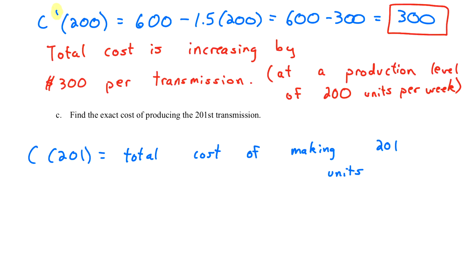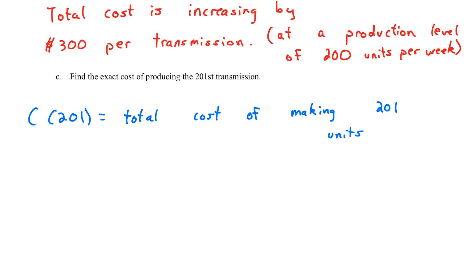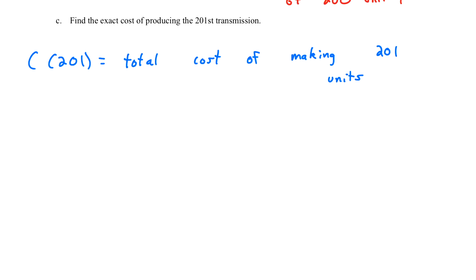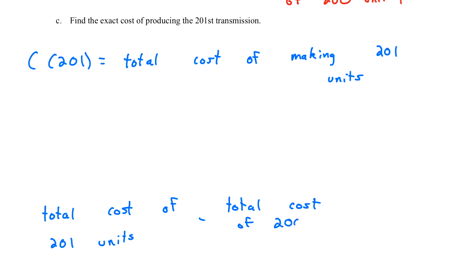So what I would need to do in this case is take the total cost of all 201 units and subtract the total cost of the previous 200 units, and I'll talk about how to find that in a minute. That would give me the total cost of only the 201st unit.